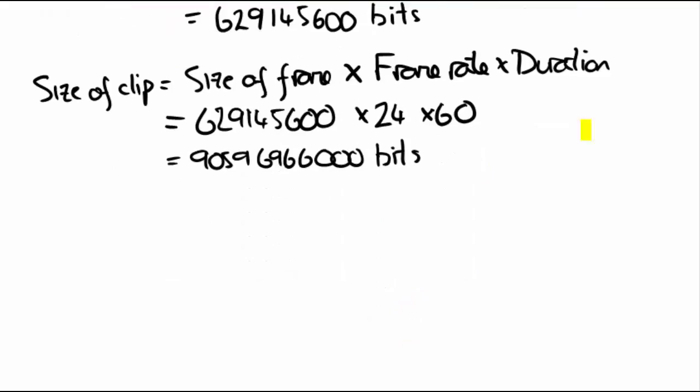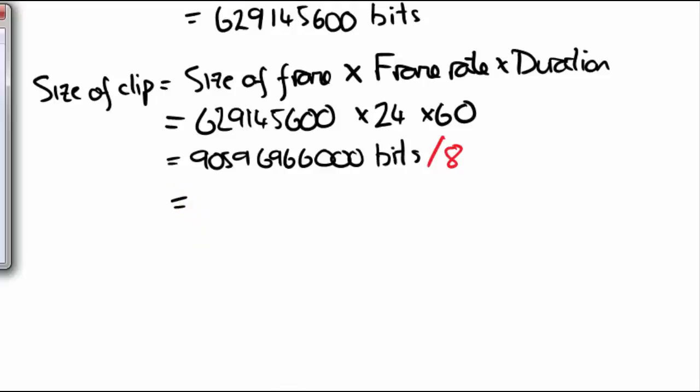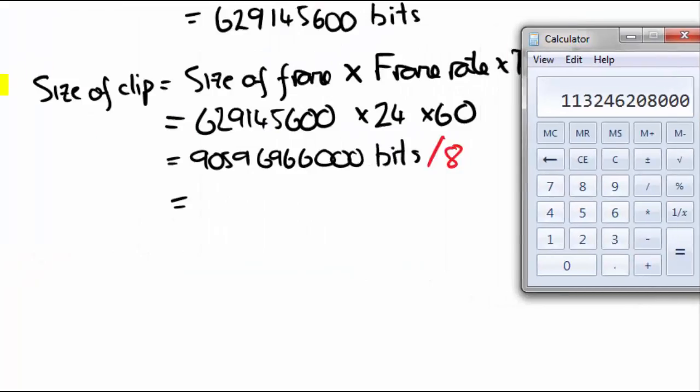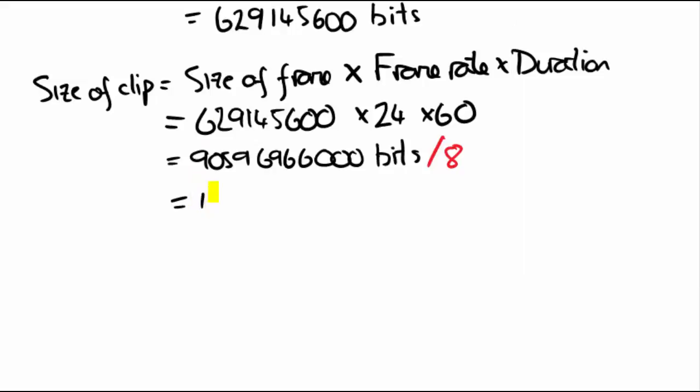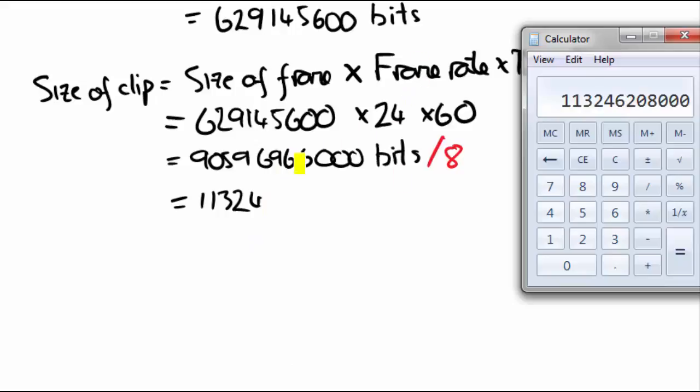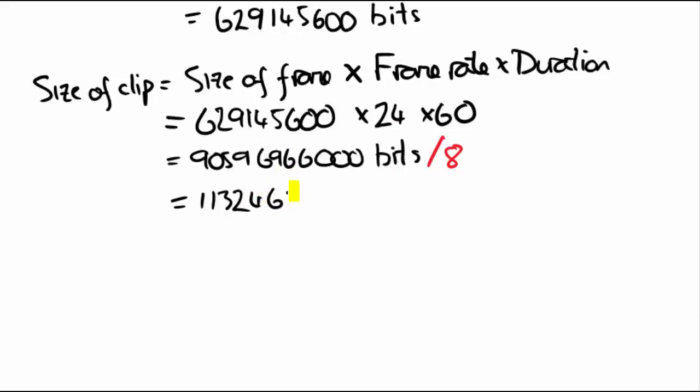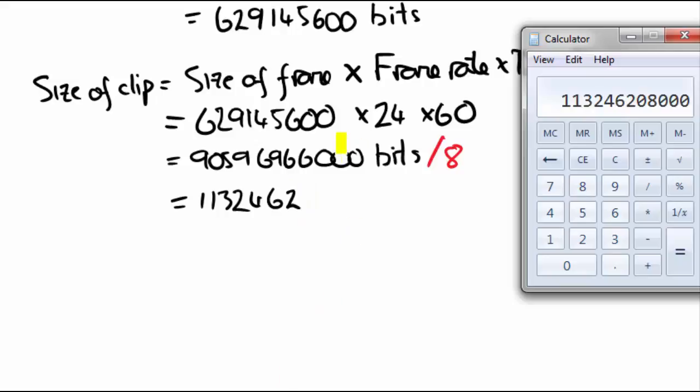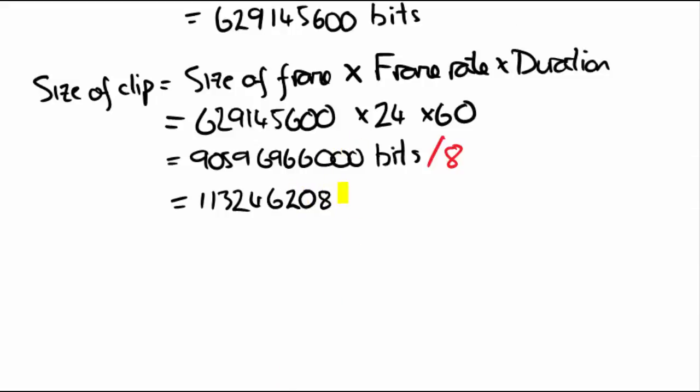Now remember, to get from bits to bytes, we need to divide that by 8. If we divide that by 8, obviously the number is going to go down as the units get bigger. So that's 1132462080 00, and that's in bytes.